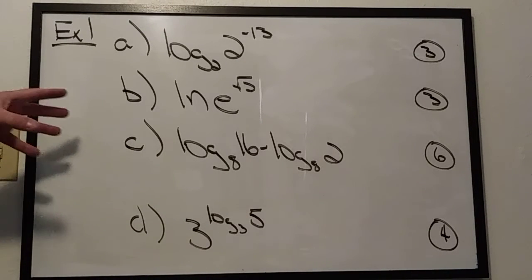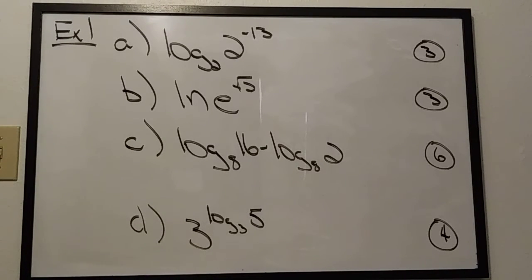So now let's go ahead and use those properties of logarithms to do example 1. In example 1, they're asking us to find the exact value for each of these expressions. Let's check out part A. We have log base 2 of 2 to the negative 13th power.